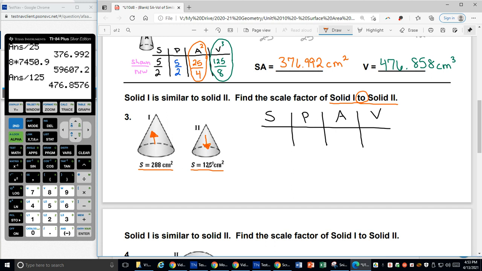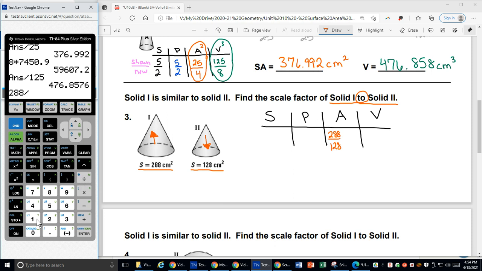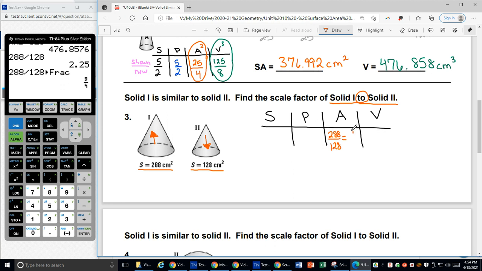Okay, so I've got 288 and 128. So 288 over 128. Now, important, we want to be able to reduce. So to reduce this, I'm going to take my calculator, 288 divided by 128. Now, if I just do that, it's going to give me a decimal. I don't want a decimal. I want a fraction, because I want it to be a ratio. So instead of doing equals, I'm going to do 288 divided by 128, and then I'm going to hit the math button and choose number 1 and say, hey, can you turn this fraction into a nicer fraction? And it'll reduce it for me. And I can see it's 9/4. So the ratio of my areas is 9/4.